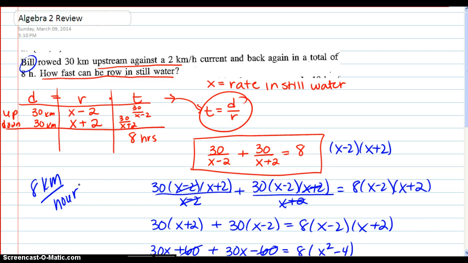So those are the 3 types of problems that you should see on your chapter review that we reviewed in 5.8, 5.9, and all 2 word problem worksheets.